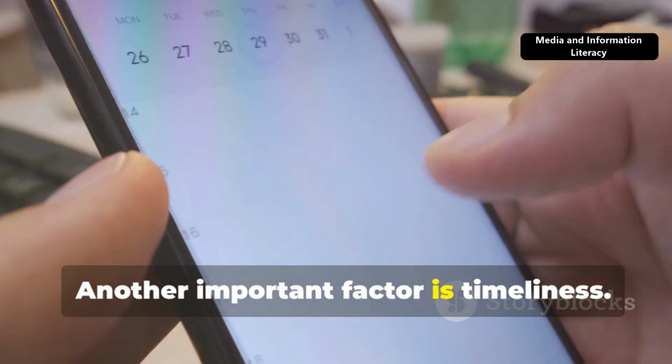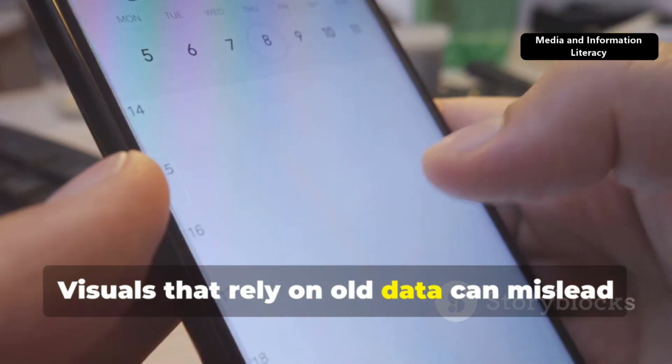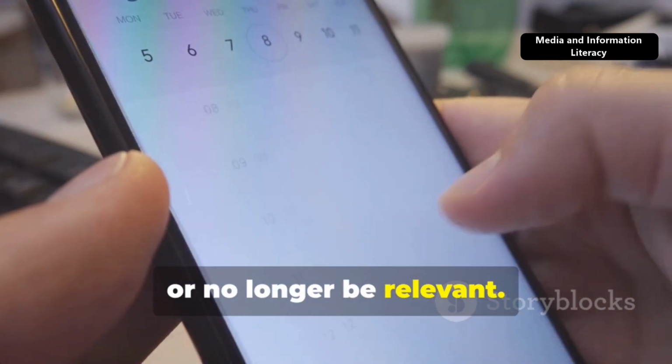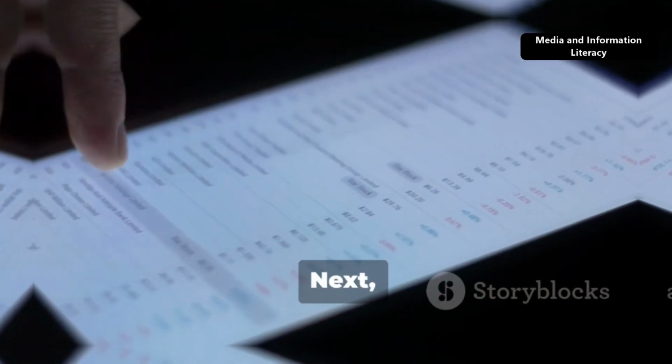Another important factor is timeliness. Is the information up to date? Visuals that rely on old data can mislead or no longer be relevant. Always check the date of the data to ensure it reflects the current situation.